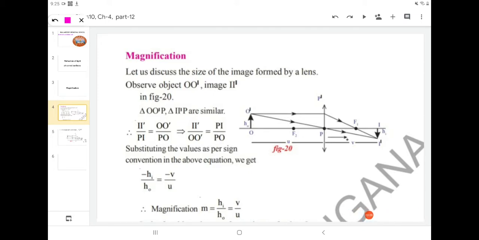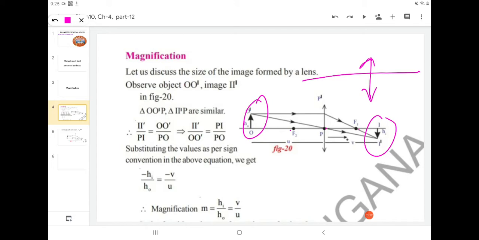Now let us discuss the size of the image formed by a lens. Observe here, we are using a convex lens. On the principal axis, we have the object on one side of the lens and the image is formed on the other side of the lens. Here O' is the object and I' is the image, P is the pole, the optic center, and F1 and F2 are the focal points.